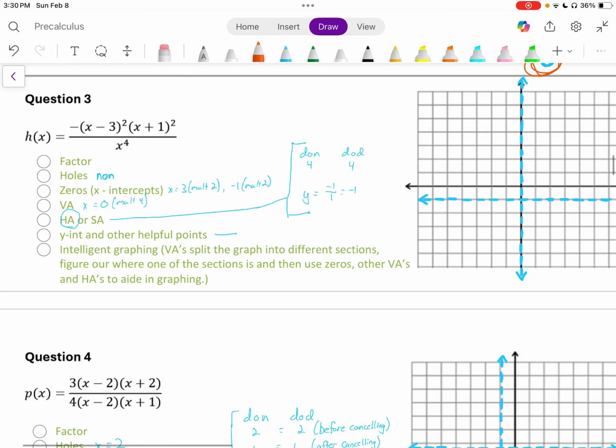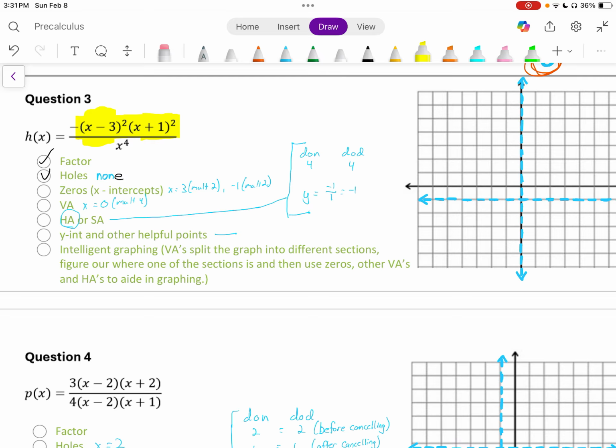Question 3, h of x. It's already factored. Anything cancel? Nope, nothing cancels. Zeros. Zeros are values of x that make the numerator equal 0. So 3, multiplicity 2. So 3 makes that 0, multiplicity 2. And then negative 1, multiplicity 2.